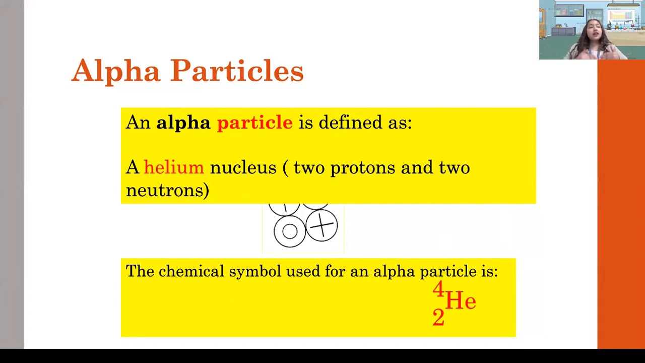Starting off, the alpha particle is defined as a helium nucleus. That is because when an alpha particle is emitted from the atom, what is actually emitted is 2 protons and 2 neutrons, which is the same as a helium atom, right? Helium has 2 protons, which are emitted during alpha decay, and it also has 2 neutrons, which would give it a mass of 4, right? 2 plus 2 gives us 4. So that is why we refer to it as a helium nucleus. It makes sense that the chemical symbol we use to represent an alpha particle is the same as the one we use to represent helium: He. The mass is 4 because of the 2 protons and 2 neutrons, and the atomic number, the number of protons, is 2.